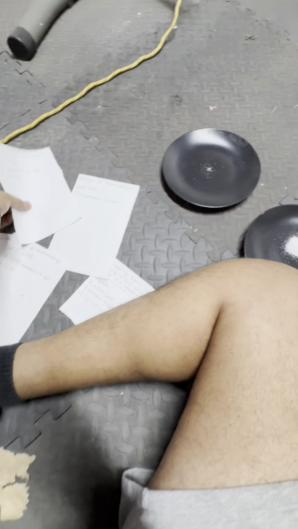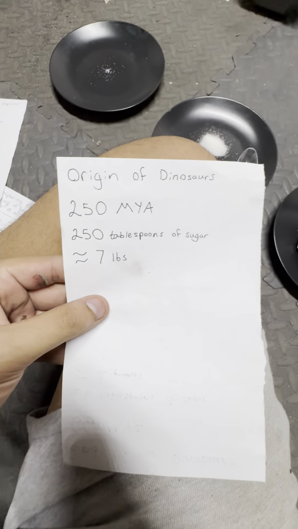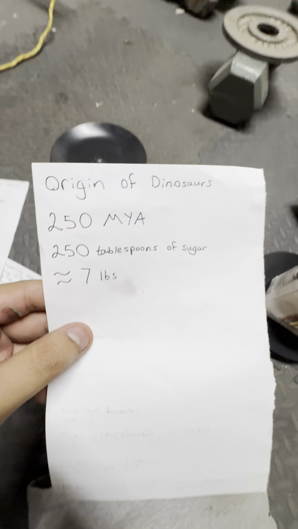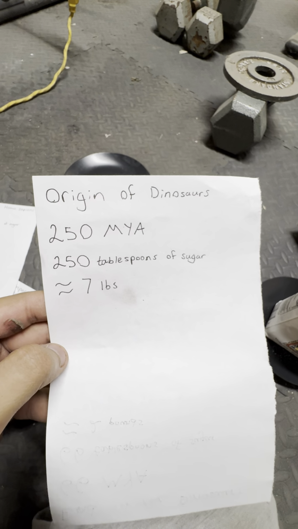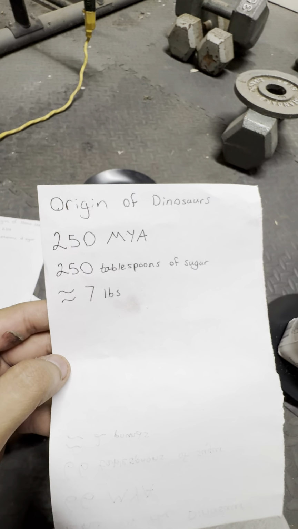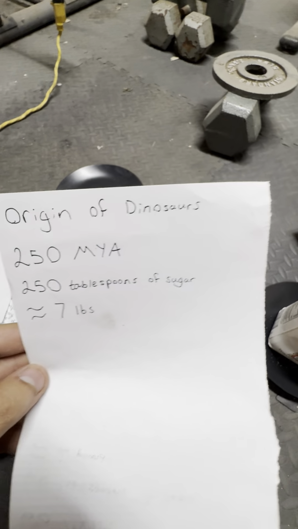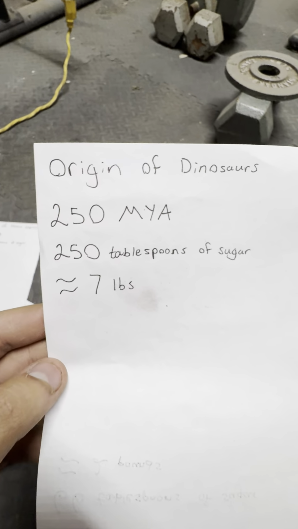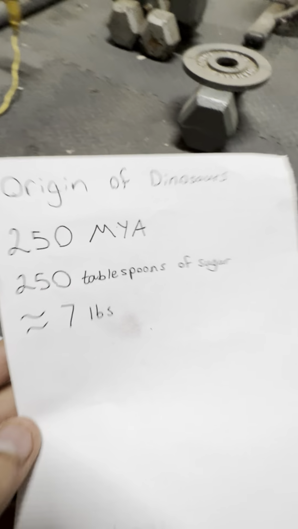Now moving forward, we'll detail the origin of dinosaurs. Approximately 250 million years ago, and that's equivalent to 250 tablespoons of sugar, or equal to 7 pounds. Now you know what also weighs 7 pounds and everyone's encountered? A brick.